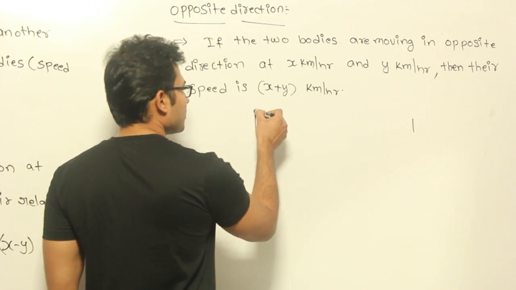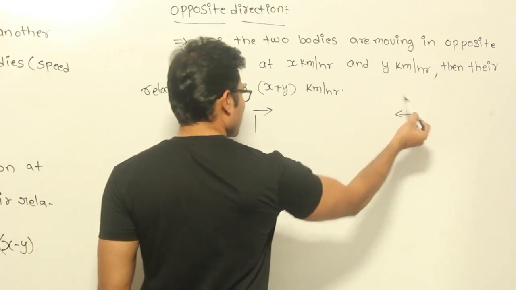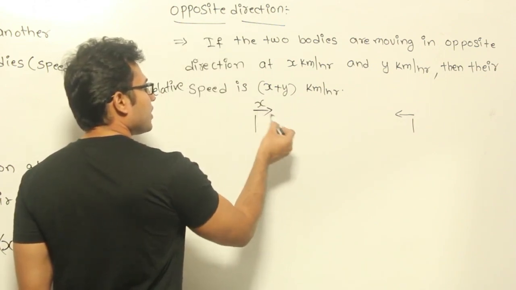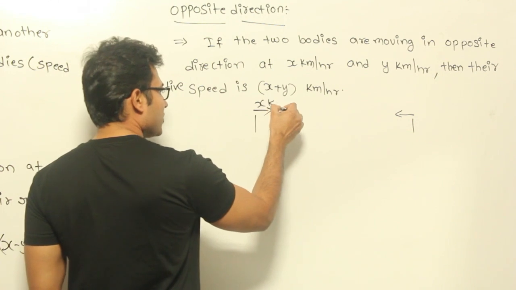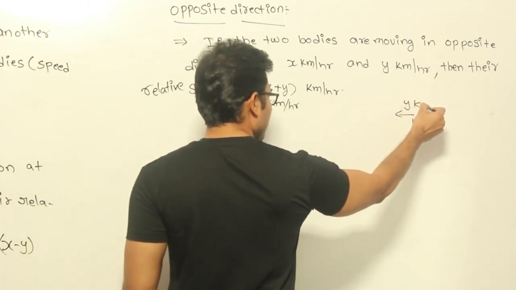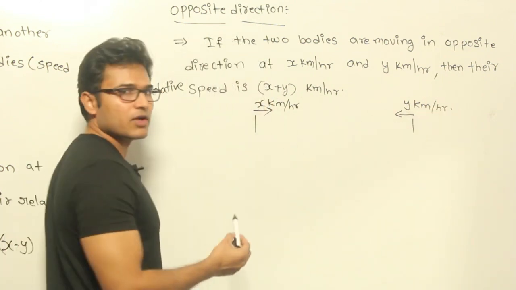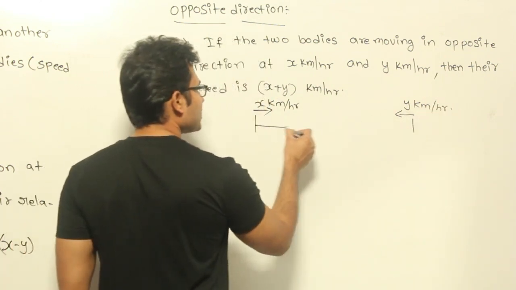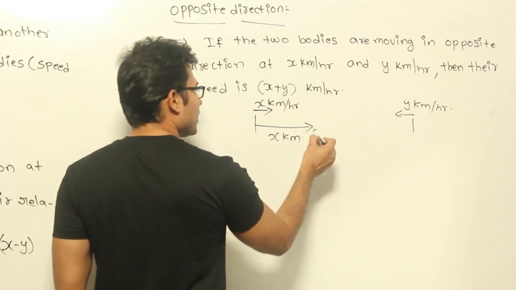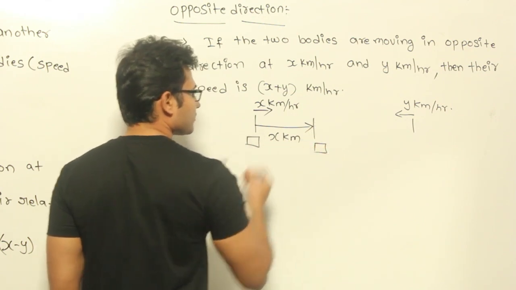Let us say one body is starting from this point and the other body is starting from this point, right? Now let us say the speed of this body is x kilometers per hour and the speed of this body is y kilometers per hour. Now if I let this body move for 1 hour, it is going to cover a distance of x kilometers, isn't it? And the body, if it has started here, it is going to stand here in 1 hour.